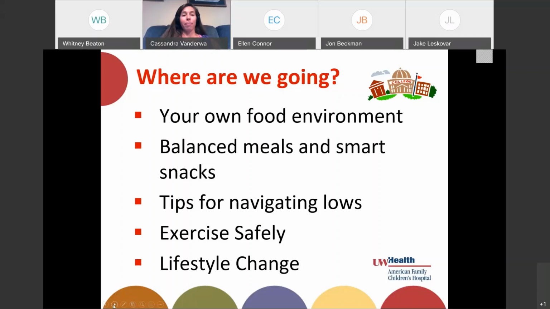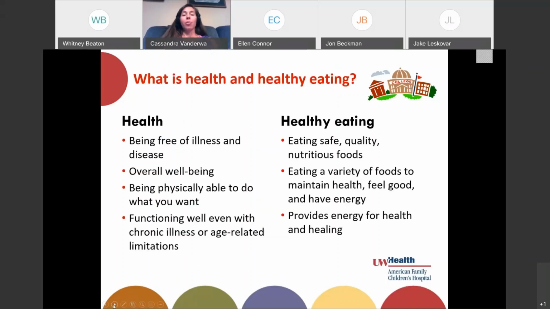and then how to approach lifestyle change. But before we begin, I think it's really important to start from a foundation that there really isn't one definition for health or healthy eating. Health could mean being free of illness and disease. It could be an overall well-being. It could be simply being physically able to do what you want to do, or even functioning well with a chronic disease such as diabetes without age-related limitations.